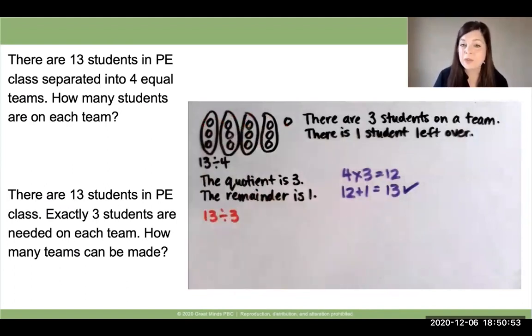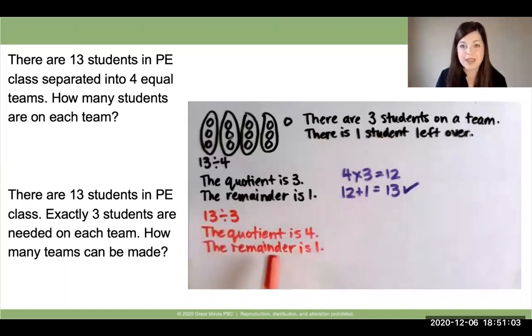Now, pause the video and write the quotient and the remainder, and then come back and check your work with mine. Did you write that the quotient is 4 and the remainder is 1? What do the quotient and the remainder mean in this story? The quotient means that there are 4 equal teams, and the remainder of 1 means that there's 1 extra person, 1 person not on a team.